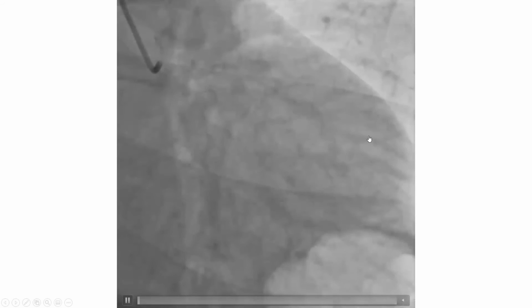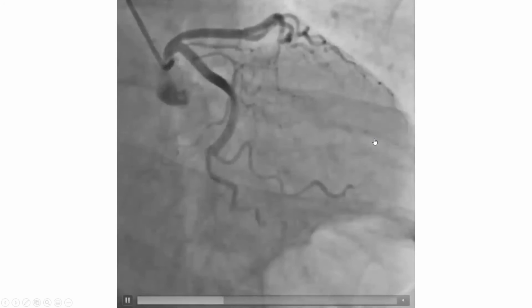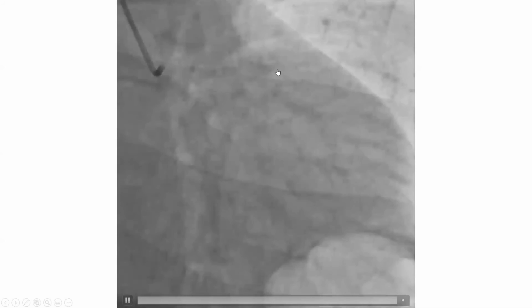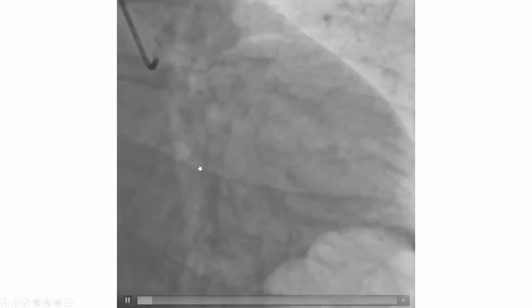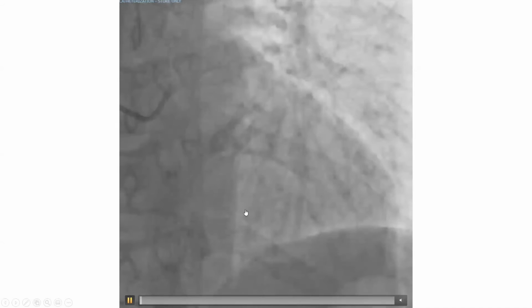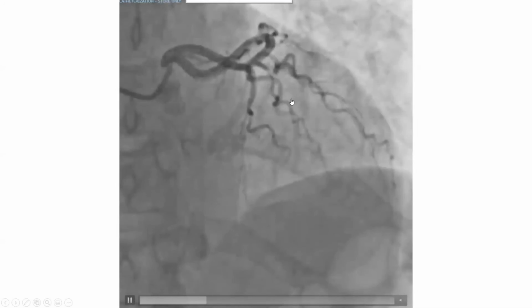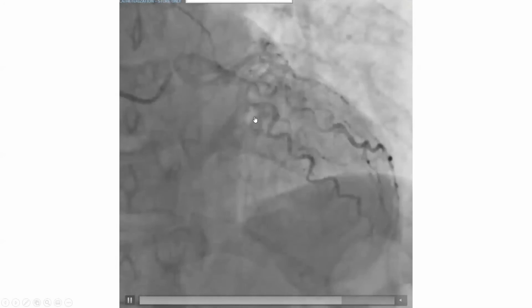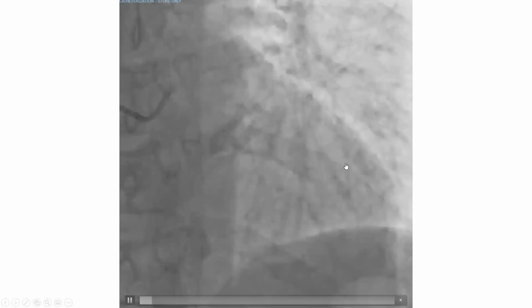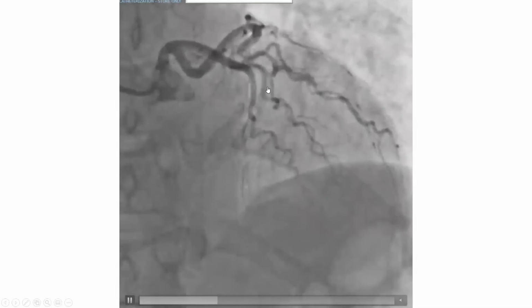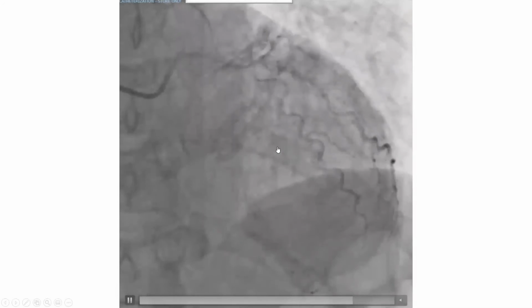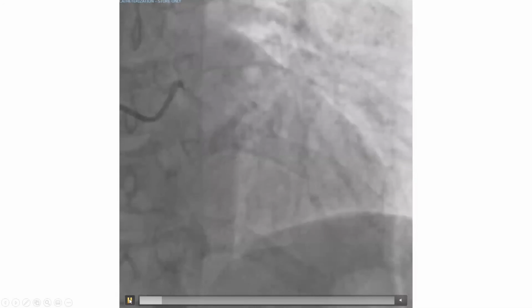So, okay, there is an LAD occlusion, total occlusion, and there is some reconstitution there. Now, where's the occlusion? Hard to tell. Let me show you another image. This is the shallow RAO cranial. So let's see in a cranial view. Again, too much overlap and way too much tortuosity. Even the diagonals here are heavily tortuous. The OMs are heavily tortuous. I can tell you where the occlusion is here.